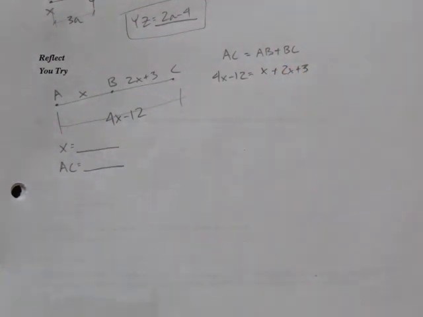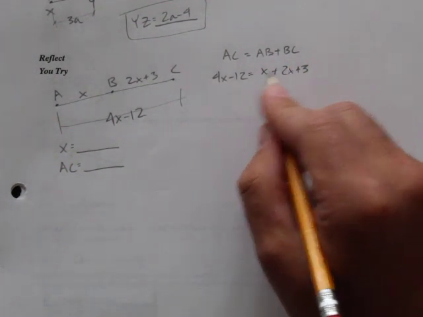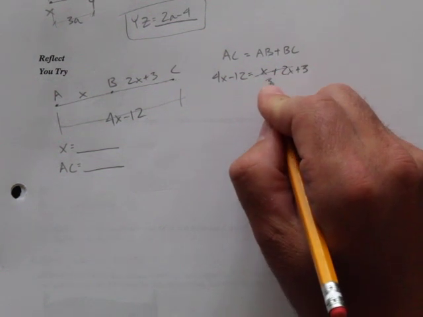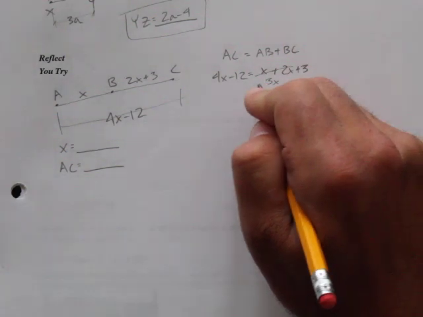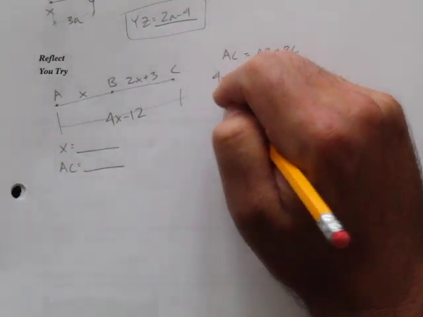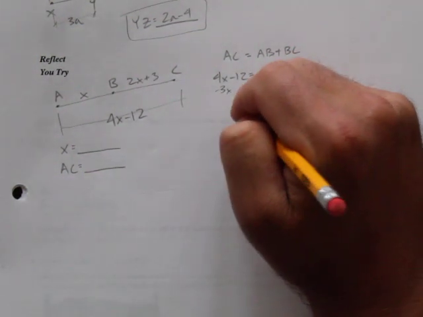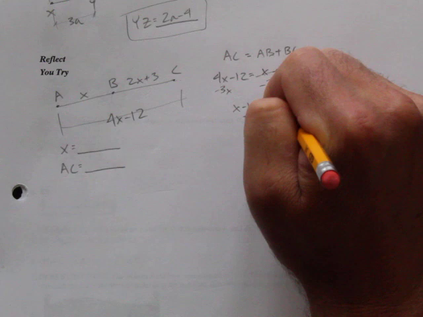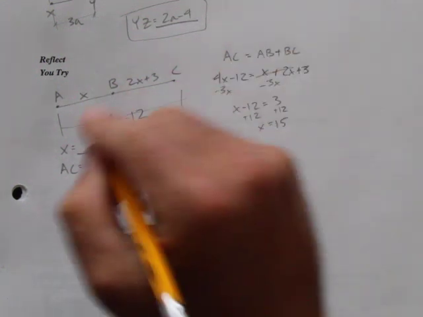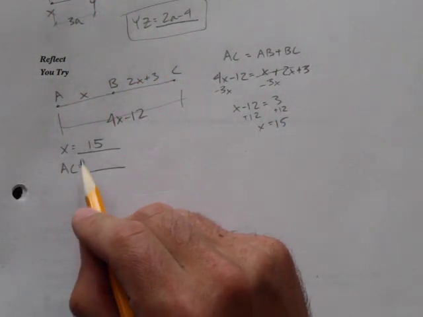Now I'm just going to do algebra to solve for X. So I'll add these two, 1X plus 2X, together. That gives me 3X. So I'm going to subtract 3X from both sides. So now I've got 1X left. X minus 12 equals 3. I'm going to add 12 to each side. X equals 3 plus 12, which is 15. So X equals 15.